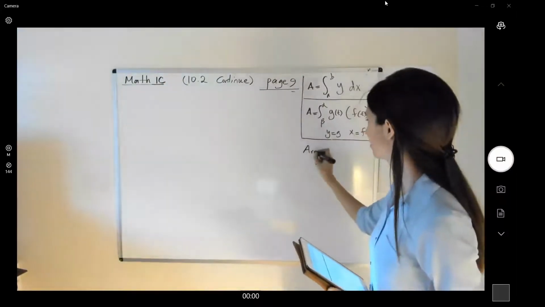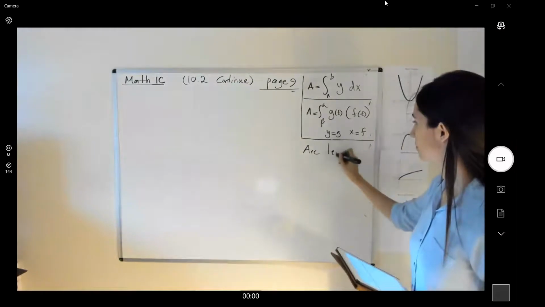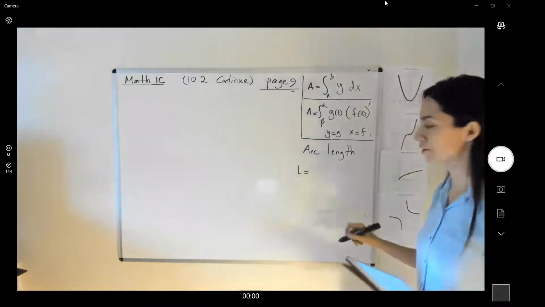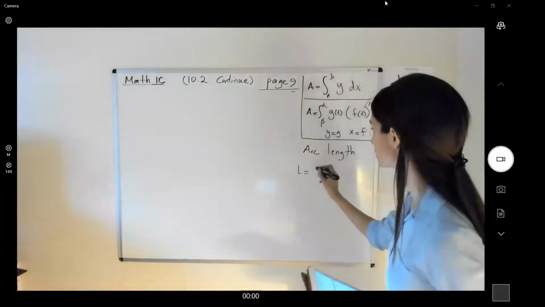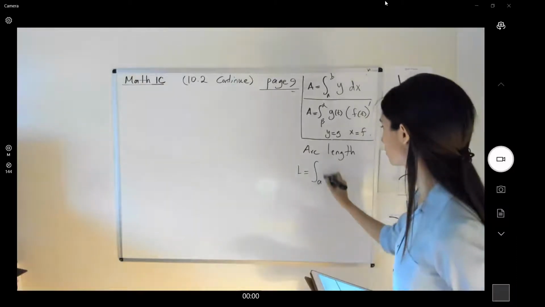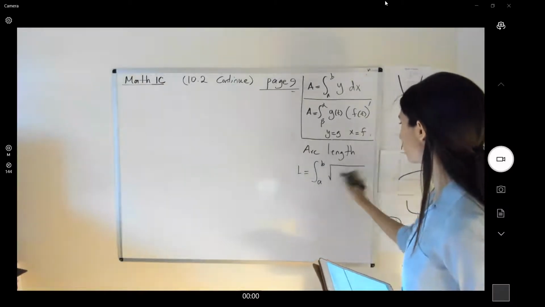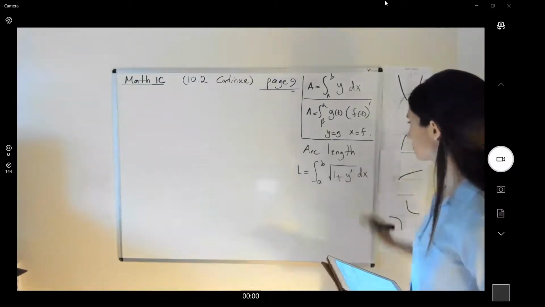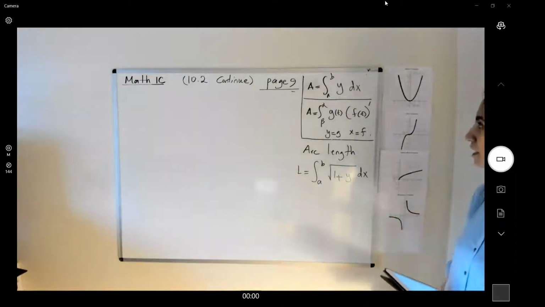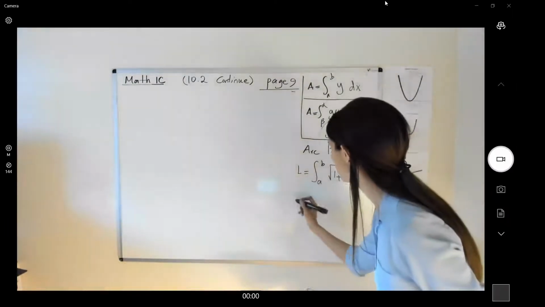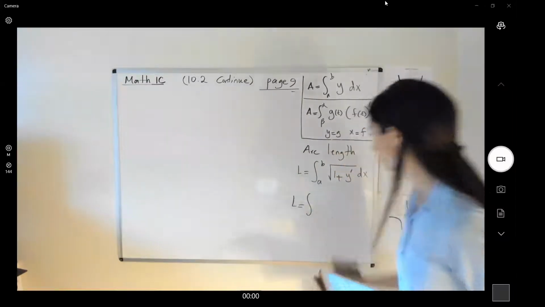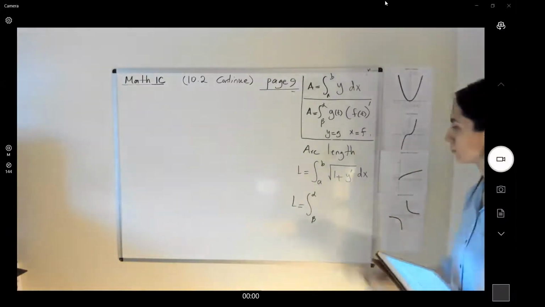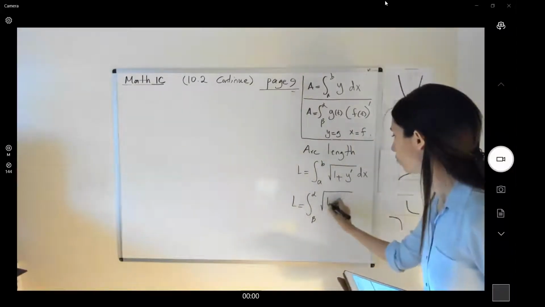So arc length. What we learned so far is that the length of a curve, the length of an arc, is defined as the integral, for example, a to b of the square root of 1 plus y prime squared dx. And when you have it in parametric form, your L is equal to the integral, for example, beta to alpha, of the square root of 1 plus.